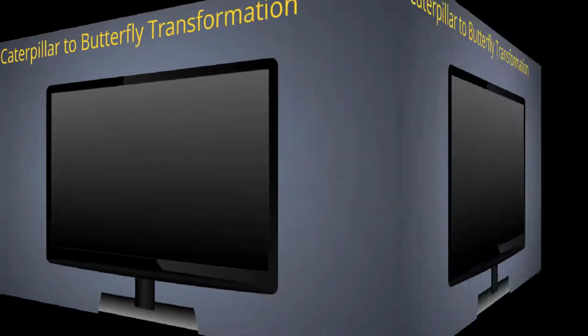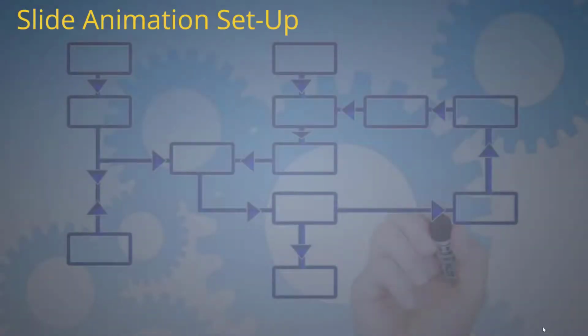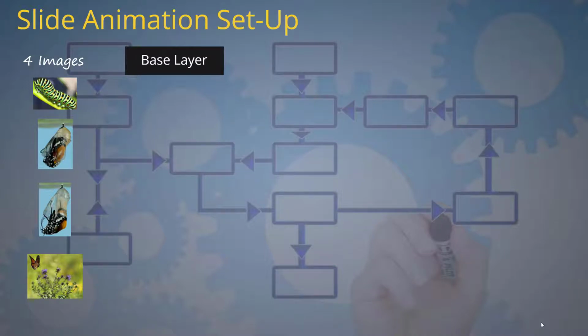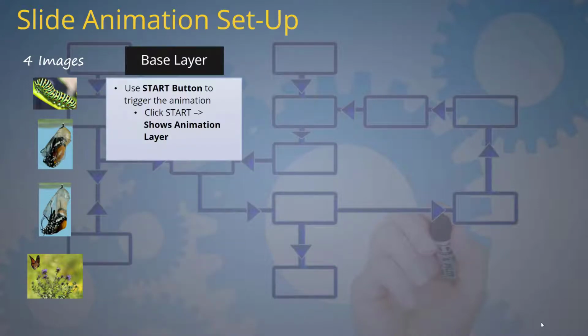Okay, so now we're going to look at the slide animation setup. I'm just going to show you the big picture of how we're going to set this up. There's going to be, of course, 4 images: the caterpillar, the cocoon, emerging from the cocoon, and the butterfly. And then we're going to have 3 slide layers to do this. We have our base layer, and on our base layer, we're going to use a start button to trigger the animation. So when someone clicks start, it's going to show another layer, the animation layer.